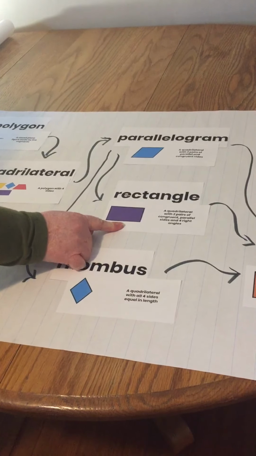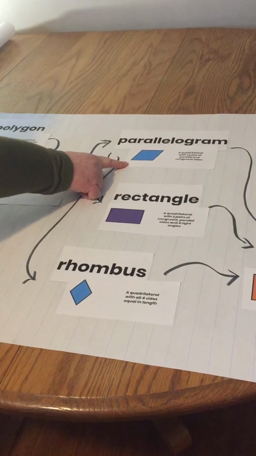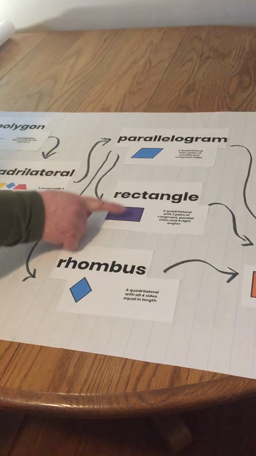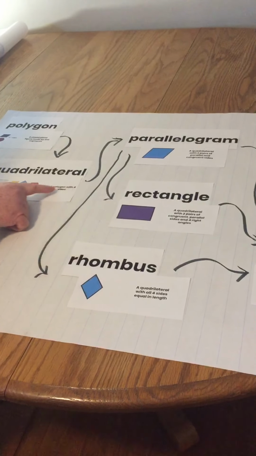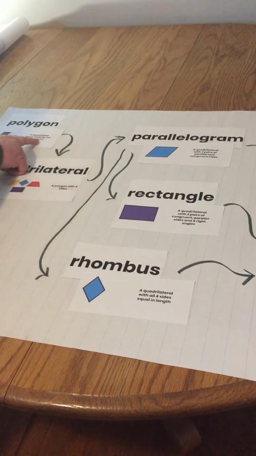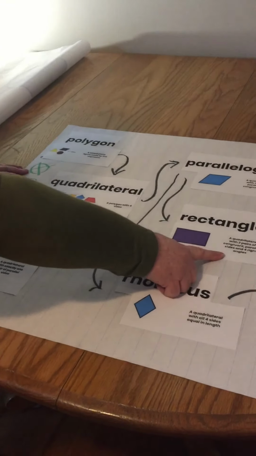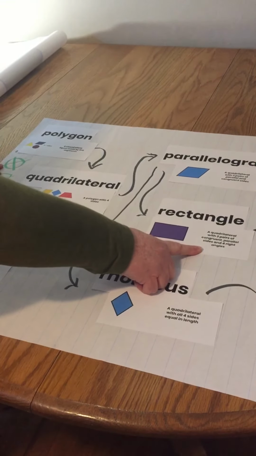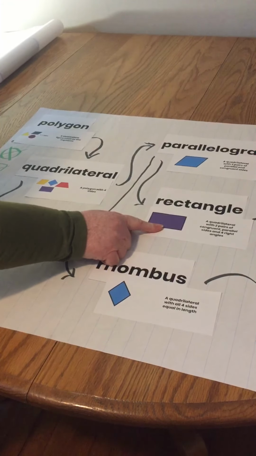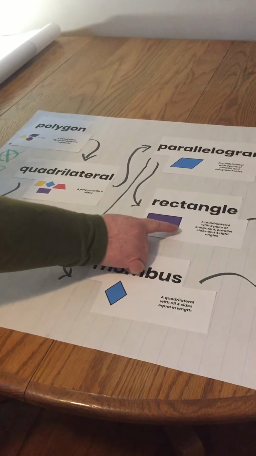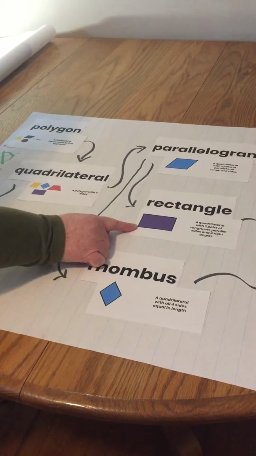A rectangle can be a parallelogram because it has opposite sides parallel. It can be a quadrilateral because it has 4 sides and it's a closed figure with 3 or more straight line segments. Rectangle has 4 sides. Opposite sides are congruent. It also has 4 right angles.